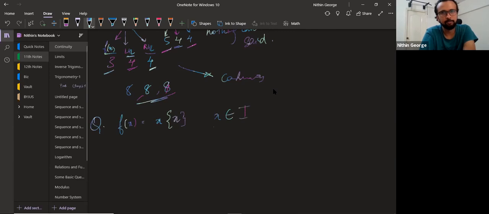Check continuity for all integral values. Check the continuity for all integral values. Otherwise, you know it's continuous.